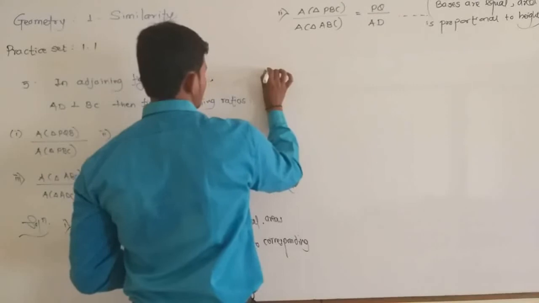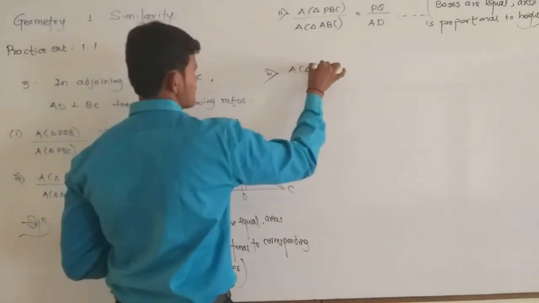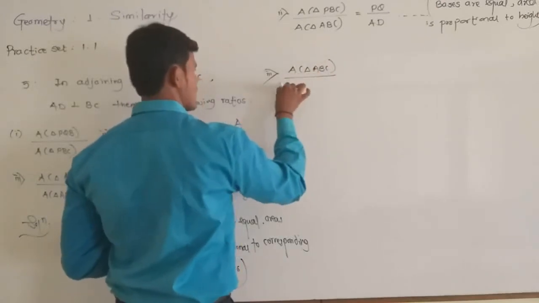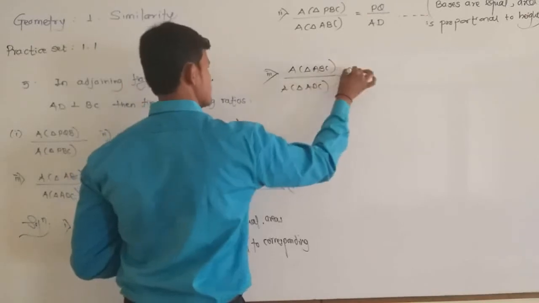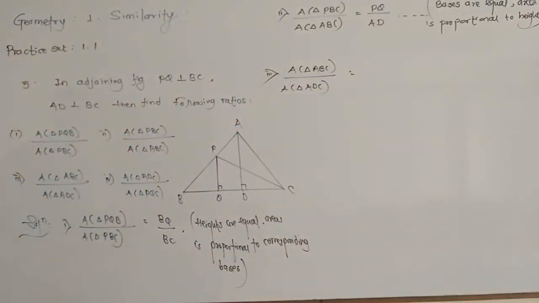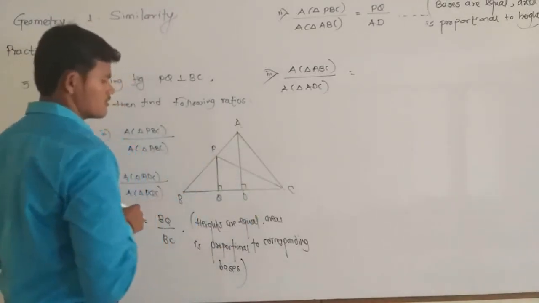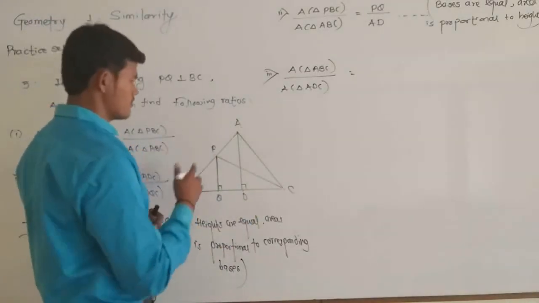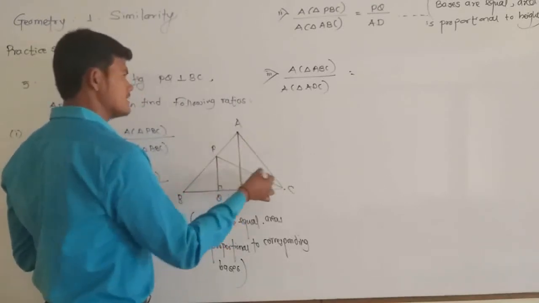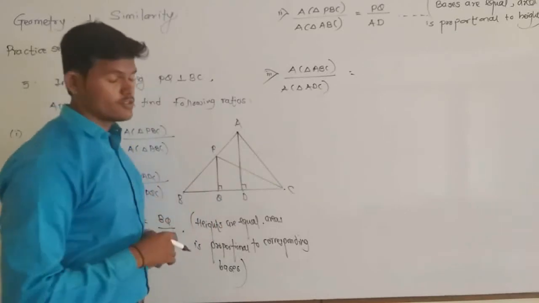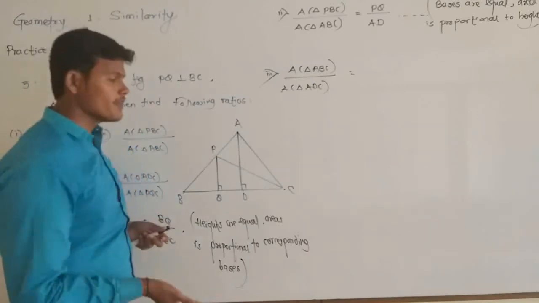Third ratio is area of triangle ABC to area of triangle ADC. Now, so where is the triangle ABC? Where is the triangle ADC? Okay. So for both the triangles, their heights are equal, because for triangle ABC, AD is the height, and for triangle ADC itself, AD is the height. That means two triangles having heights are equal, then their area is proportional to their corresponding bases.